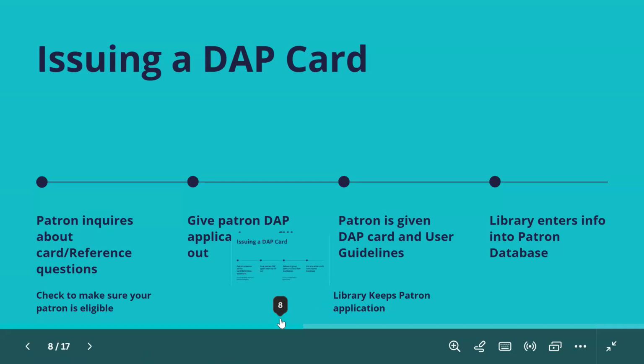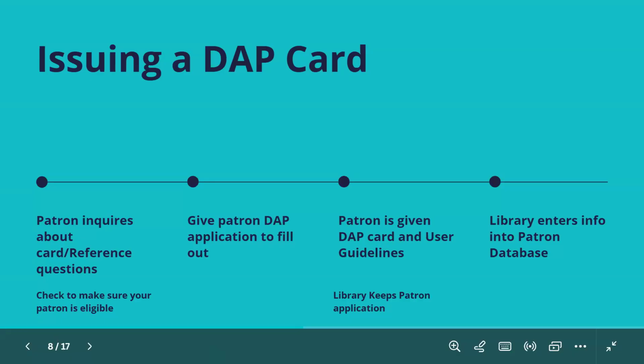You'll keep the actual paper application and then you enter it into that patron database that I showed you earlier on the website. This will make sure that you have the patron's name and contact information, and that CDLC will have the patron's name, the library, and the DAP card number. So if there's a problem, at one library, we'll know which library issued the DAP card, and the issuing library, the home library, will have the patron's contact information.